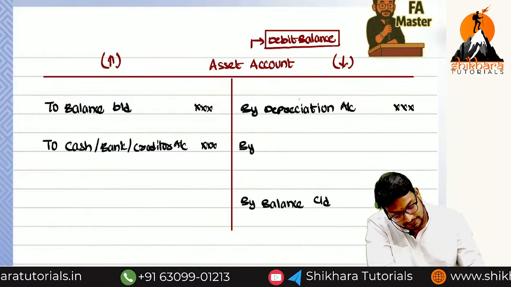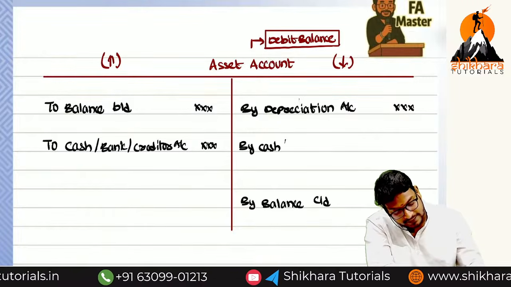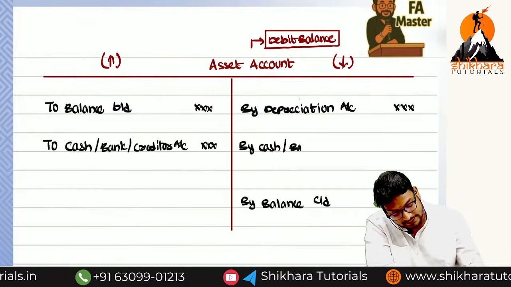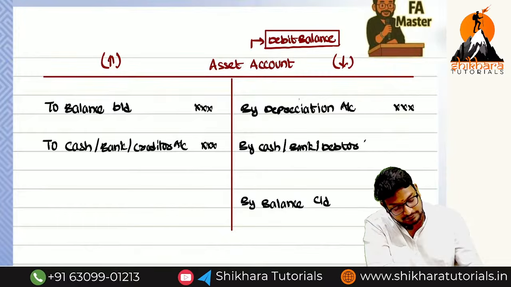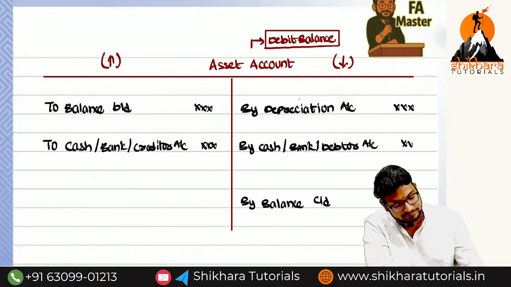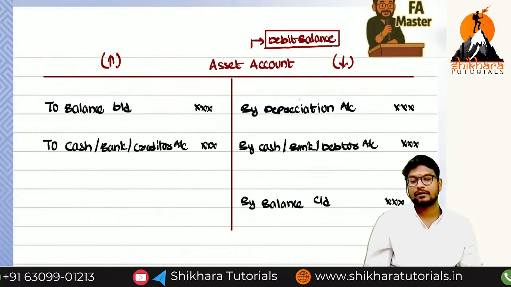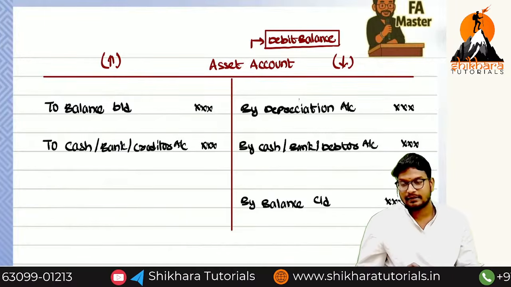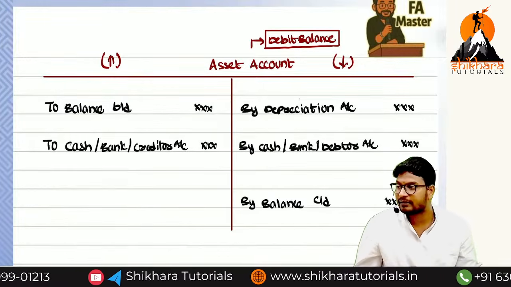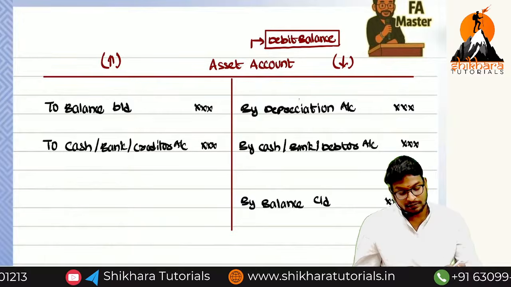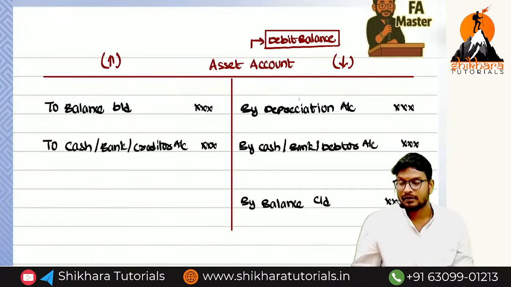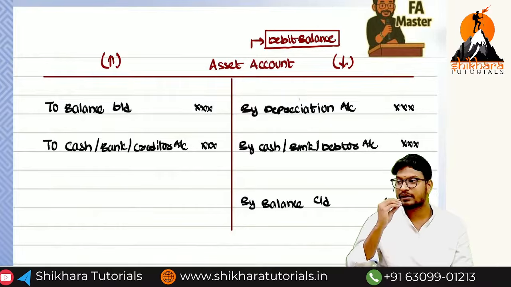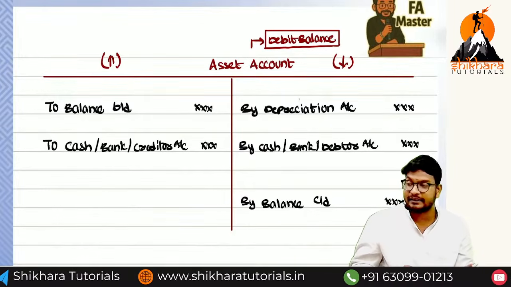So by, we can write what? Cash or bank or debtor or creditor now? Debtor. Okay? And already we have discussed, either we may get a profit or we may get a loss. So profit means which side of this particular account? Profit means what? Debit is more or credit is more? Credit side will be more.